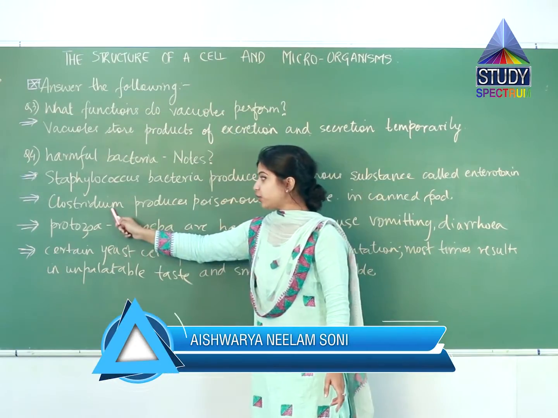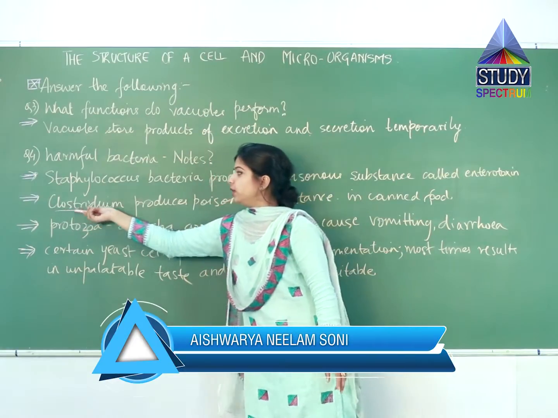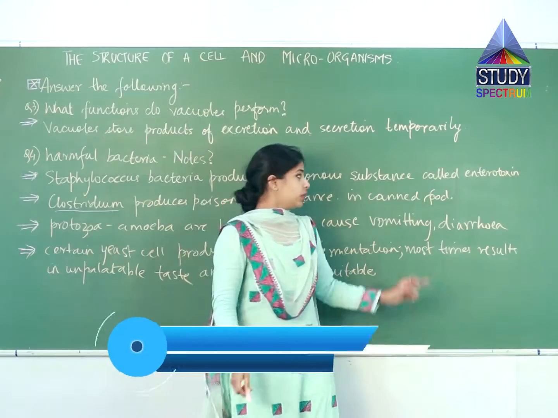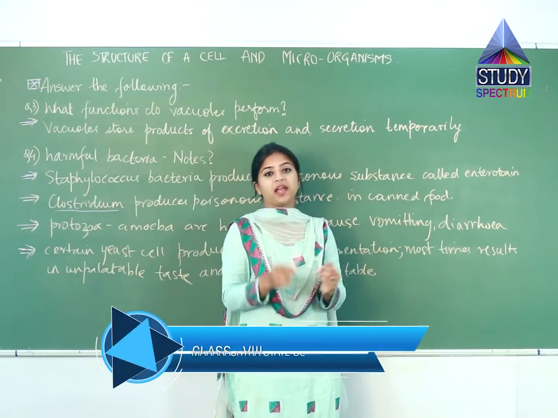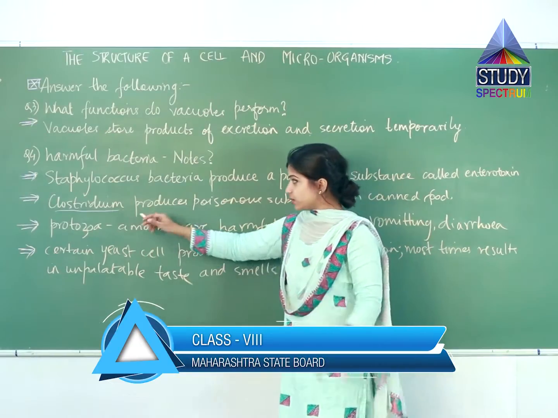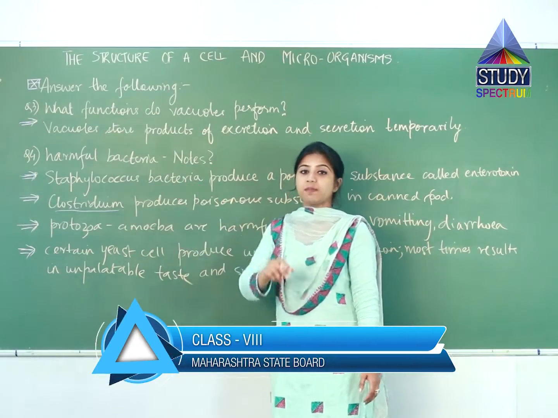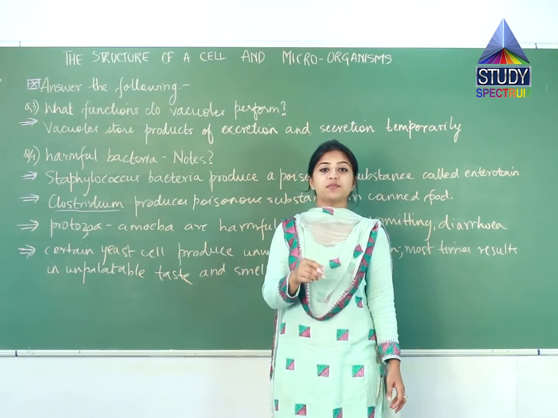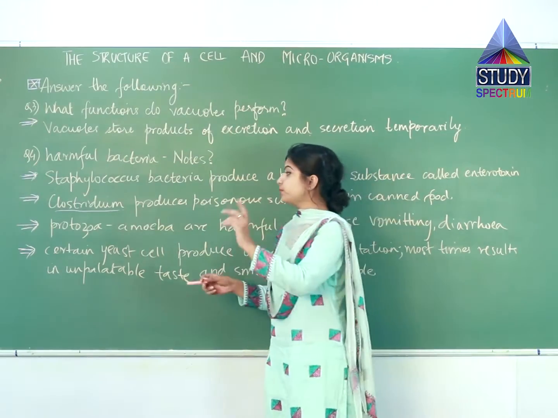And the other one is Clostridium. Now Clostridium produces a poisonous substance too, that is seen in canned foods, and I have repeated a couple of times for you that Clostridium bacteria has the ability to grow in anaerobic conditions, because of which it becomes a very lethal microorganism.